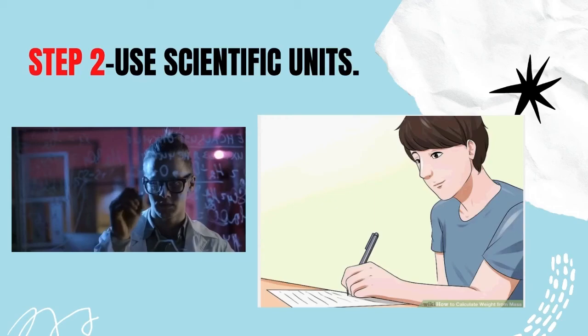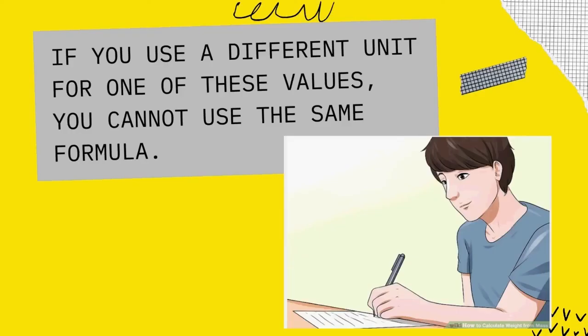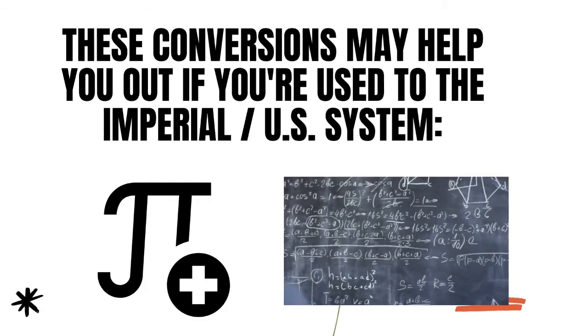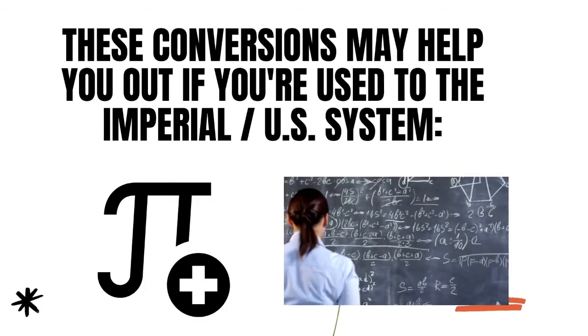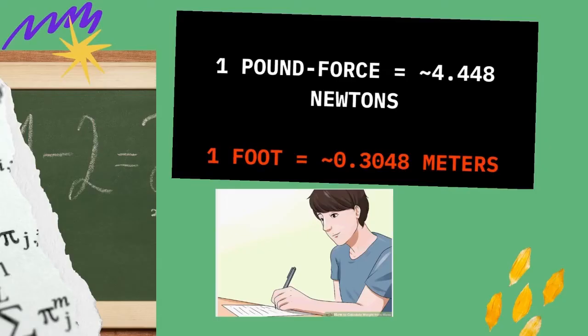Step 2: Use scientific units. Most physics problems use newtons, N, for weight, meters per second squared, m/s², for gravitational force, and kilograms, kg, for mass. If you use a different unit for one of these values, you cannot use the same formula. Convert to scientific units before plugging them into the standard equation. These conversions may help you out if you are used to the imperial/US system. 1 pound force equals 4.448 newtons. 1 foot equals 0.3048 meters.